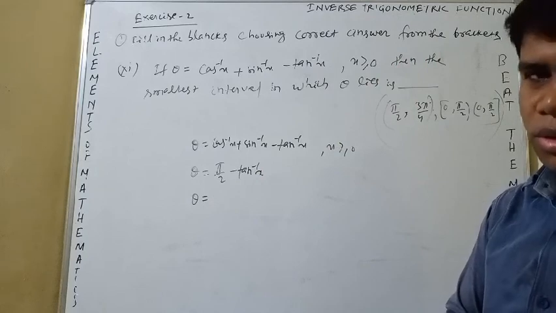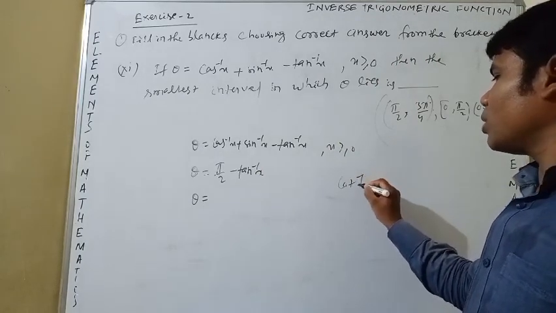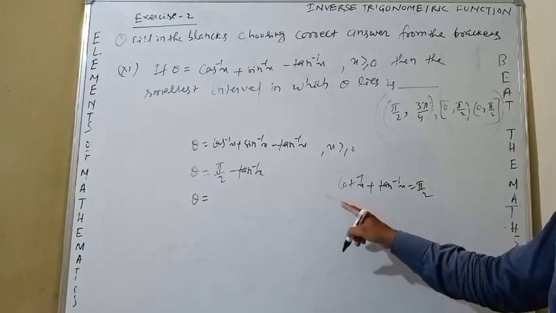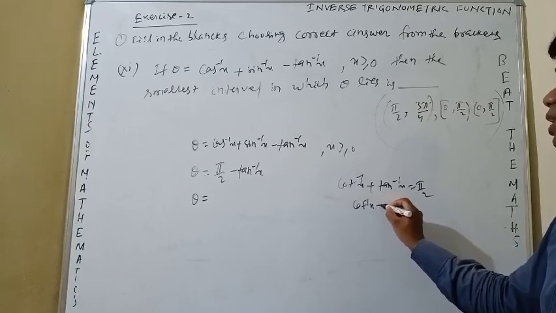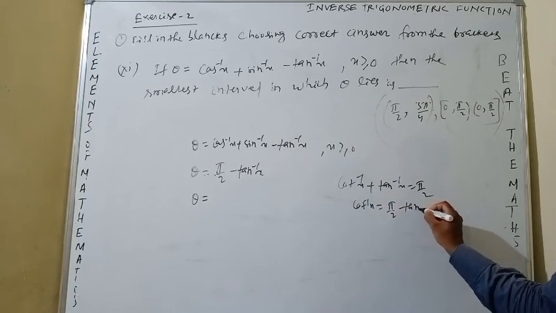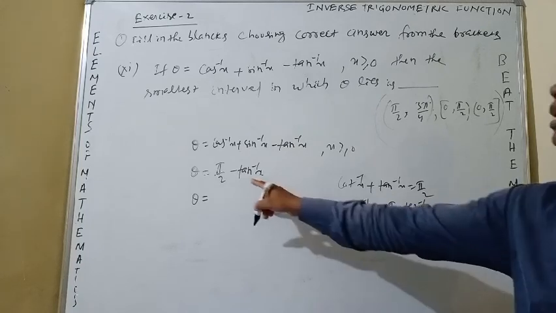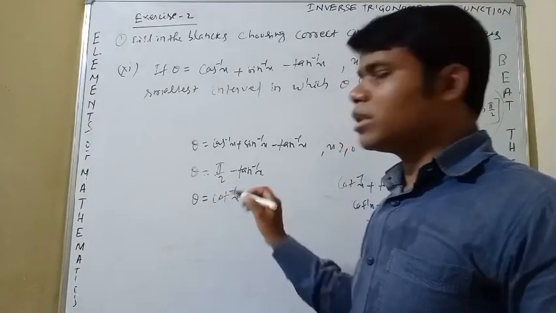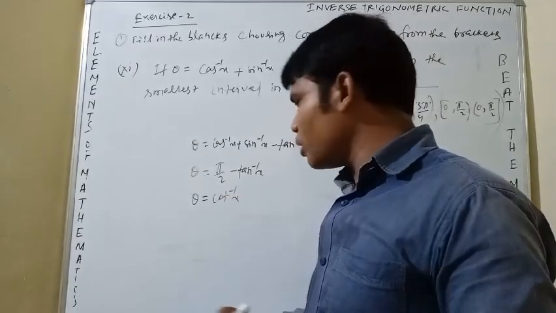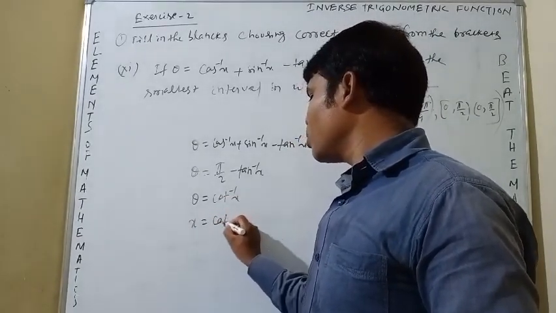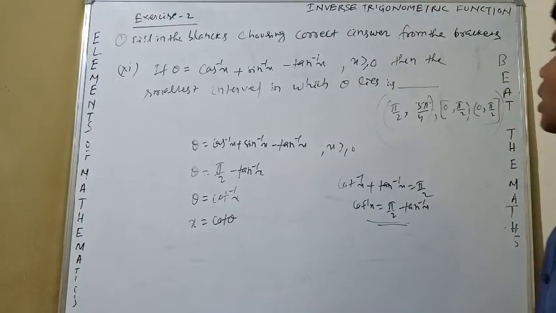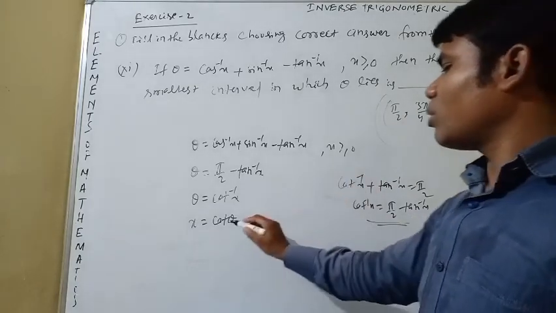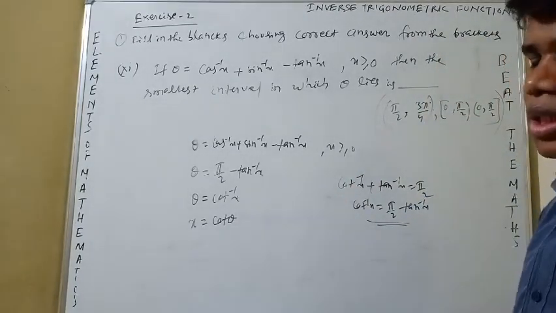Theta is equal to pi by 2 minus tan inverse x. You know the formula, cot inverse x plus tan inverse x is equal to pi by 2, so cot inverse x is equal to pi by 2 minus tan inverse x. You use this: pi by 2 minus tan inverse x is equal to cot inverse x. Theta is equal to cot inverse x, so x is equal to cot theta. The question says x is greater than or equal to 0, and that means cot theta is positive in the first quadrant. First quadrant means how much? 0 to pi by 2.